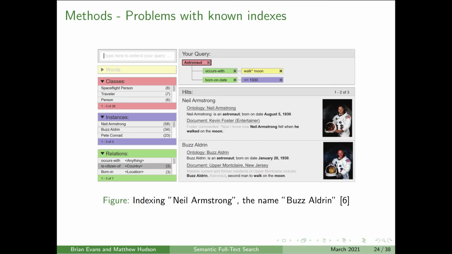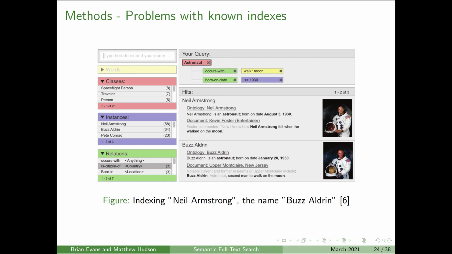Before this paper was published, a known way of indexing using ontologies was to make an index for each document and also store any related words to entities in a document that are in the ontology. For example, when indexing a document about Neil Armstrong, the name Buzz Aldrin might also be indexed. The problem with this method is it can very easily lead to enormous index files, as some entities have a lot of relations.